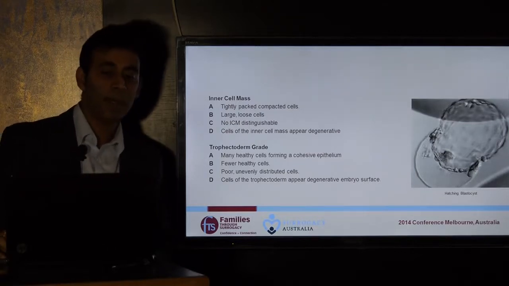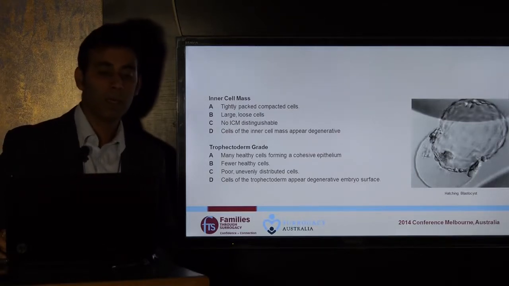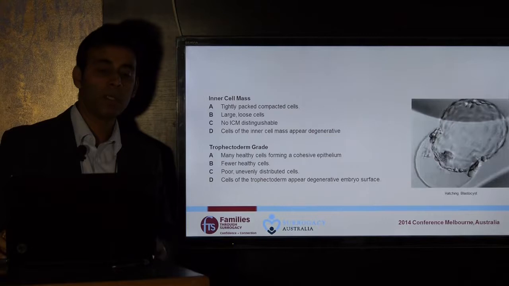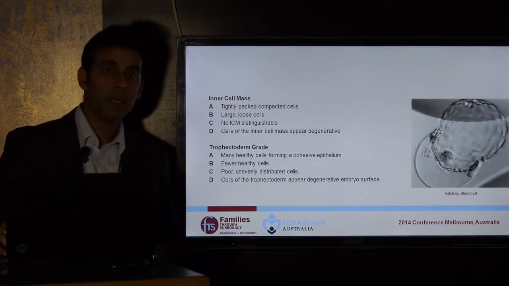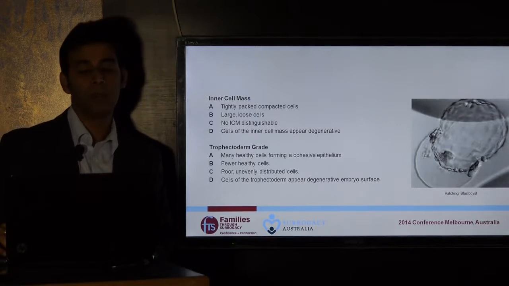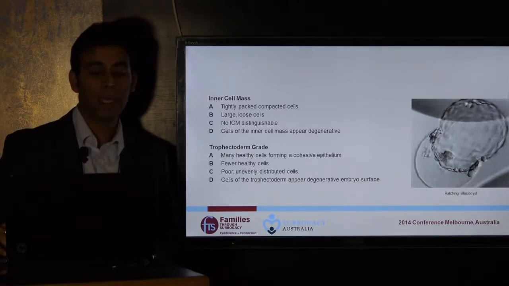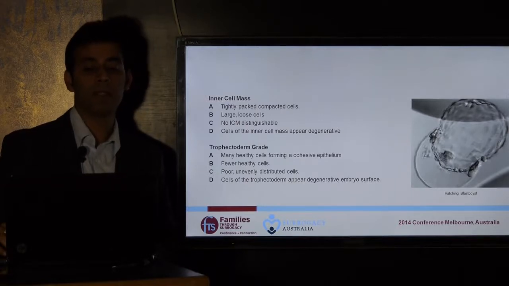The inner cell mass should be tightly packed with compacted cells. This is a sign of a grade A blastocyst. A grade B blastocyst, the inner cell mass, the cells are loosely packed together. In the grade C blastocyst, the inner cell mass is not distinguished at all. Whereas a grade D blastocyst, cells of the inner cell mass appear degenerative.